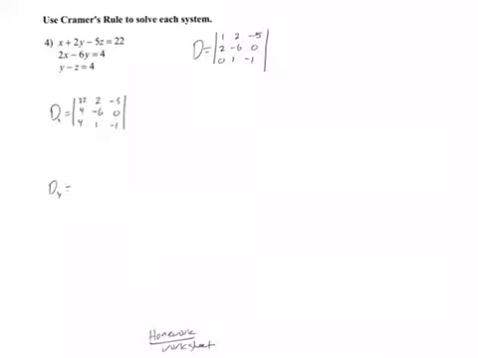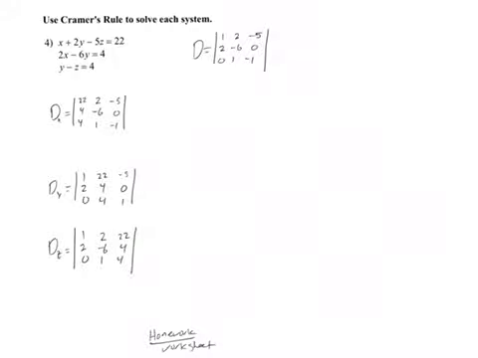D sub y is going to equal 1, 2, 0, 22, 4, 4, negative 5, 0, 1. And D sub z is equal to 1, 2, 0, 2, negative 6, 1, 22, 4, 4.